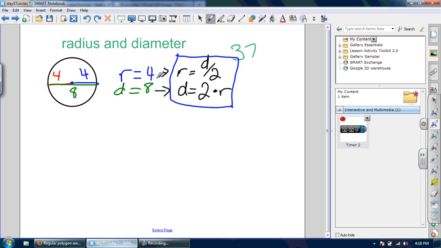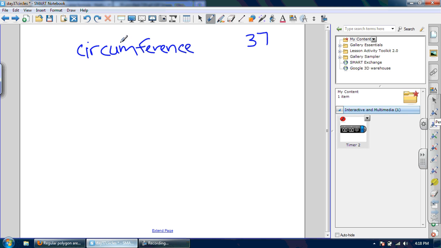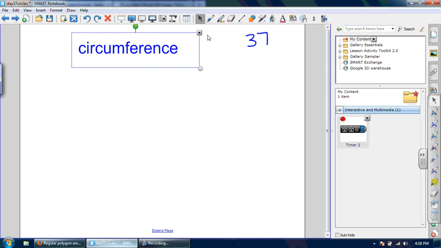So let's do one more thing on page 37. We got all this. We got radius, diameter. Let's talk about the circumference. And again, my handwriting is awful. So let's fix that up. So circumference.